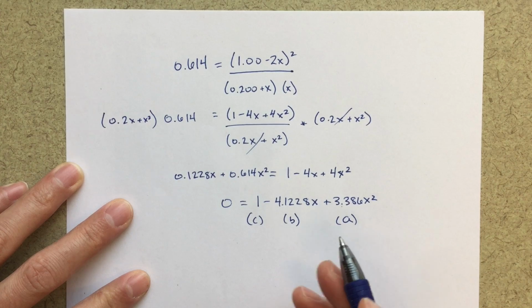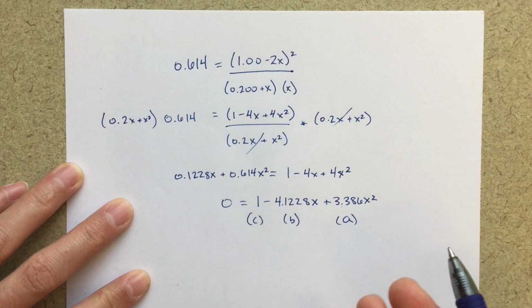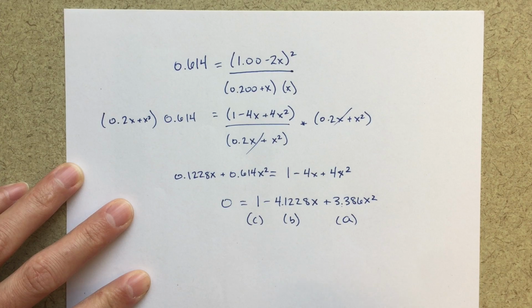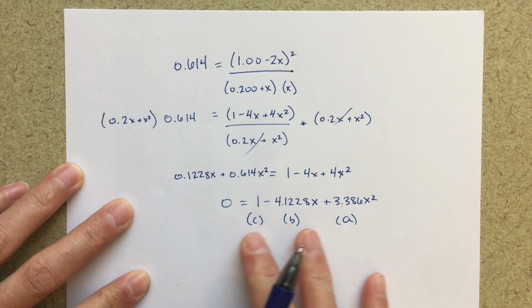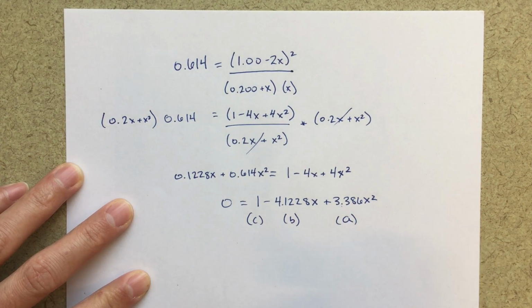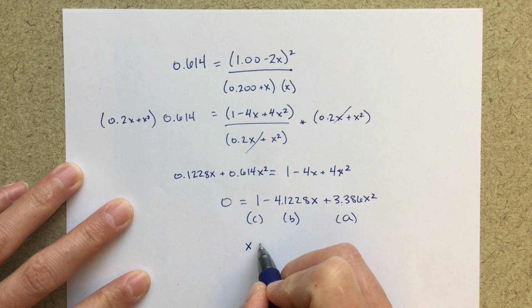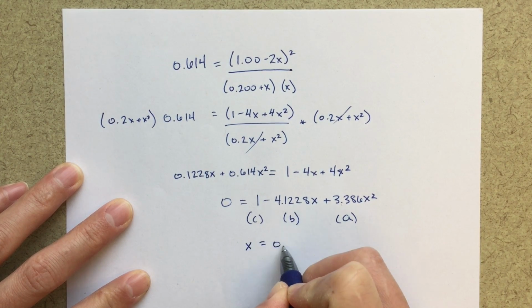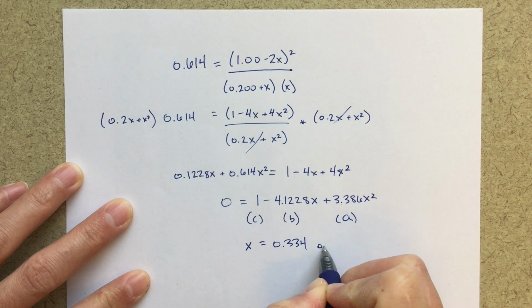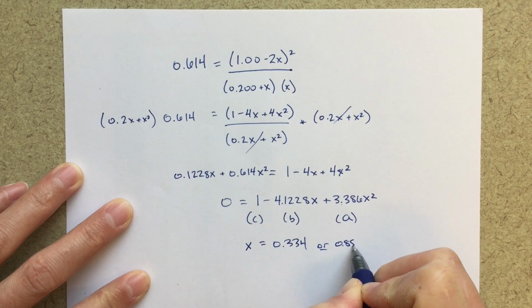And again, I can plug this into the quadratic formula on my calculator. I can use an online tool. You could actually do the quadratic formula by hand. I'm not going to do that in this video. There are lots of different ways to solve this for x, you could graph it, right? And when you do solve this for x, you're going to end up with the same two values. x should equal 0.334 or 0.883.